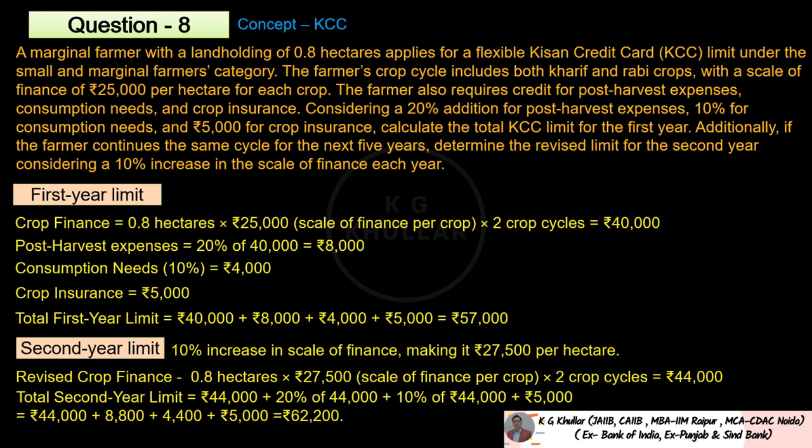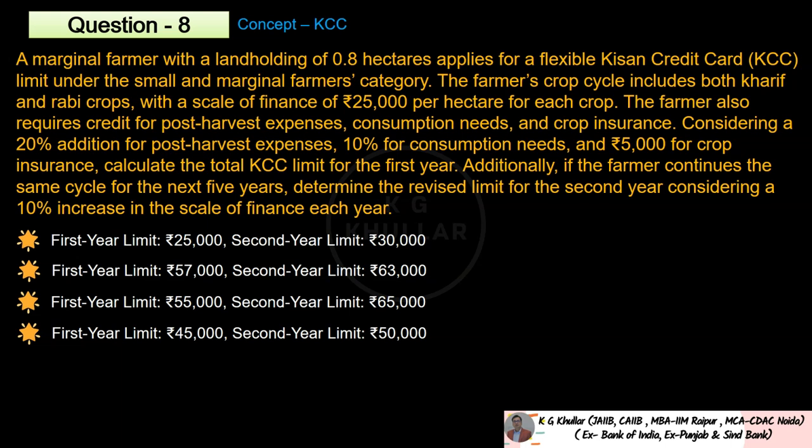So for the second year, the limit will be rupees 44,000 plus 20% of 44,000 plus 10% of 44,000 plus 5,000 equals rupees 62,200. But as you can see, we can't find our answer choices exactly in the options given. 57,000 is there, but 62,200 is not there. So if in examination you face same scenario, then go for the best or closest choice, which is option B in our case. So as far as this question goes, the correct option is option B.